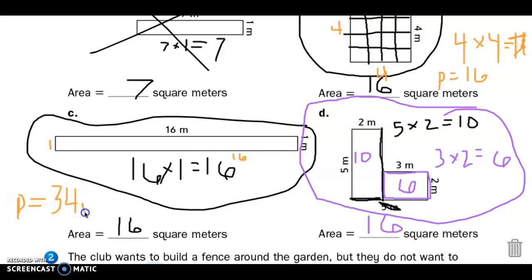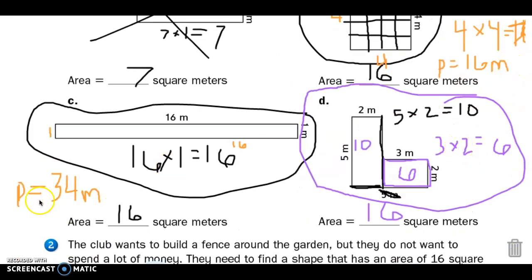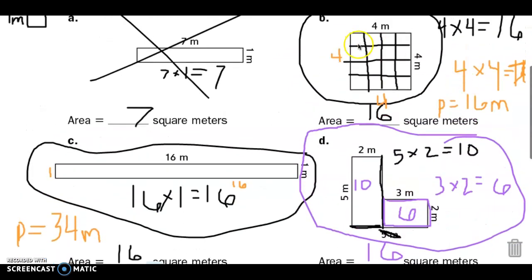And I'm just going to put meters. M for short. And it's not square meters because it's not an area. It's the outside, so it's just meters. Remember, area has square meters, perimeter just has meters. Okay, so right, B has the smaller one right now because 16 is less than 34. So right now it's going to be between B and D.